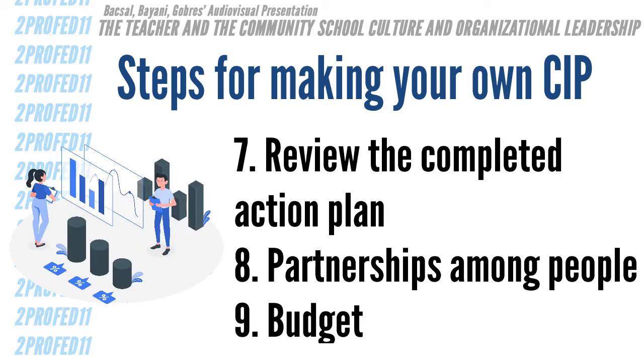7th, review the completed action plan. Carefully check the completeness and make sure you are not leaving anything out that will affect the intended outcomes of the initiative. Number 8, partnership among people. In order to accomplish the goals and objectives in the plan, many people will have to be engaged in doing the work. And number 9, budget. Financial resources are usually necessary to carry out the community health and action plan.